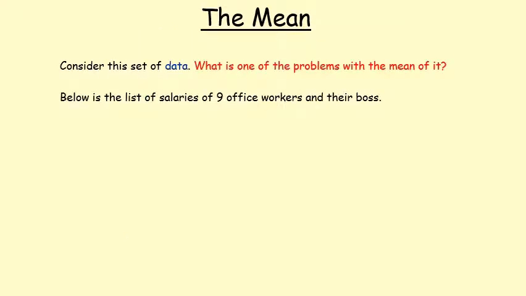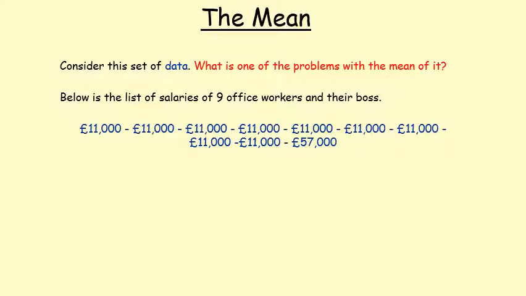Okay, so we're going to start by considering the mean. So I'm going to show you a list of data, and I want you to think what one of the problems with the mean might be if you were to calculate it. So we've got a list of 9 salaries of office workers and their boss, and the list is here. So just pause the video and see if you can work out what might be a problem with this.